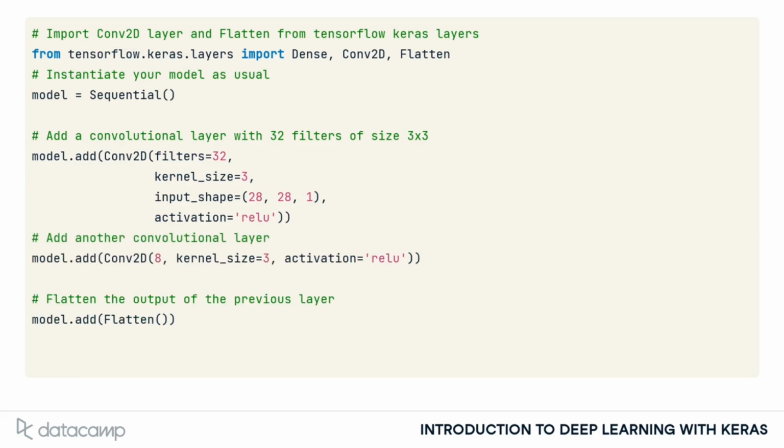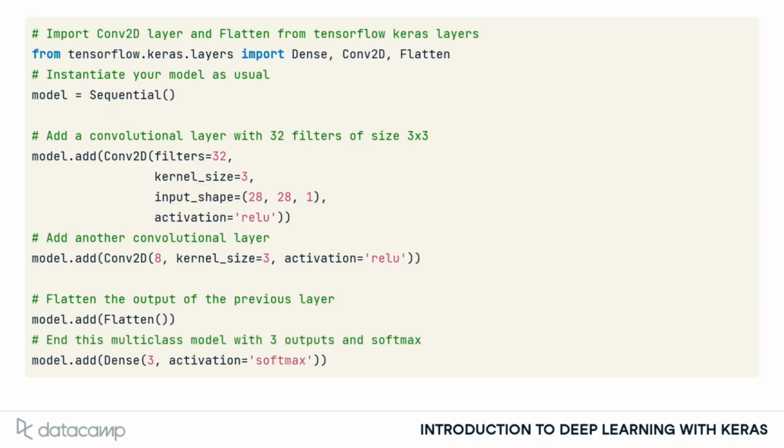We then add another convolutional layer and then flatten this 2D layer into a unidimensional layer with a flatten layer. We finish with an output dense layer.